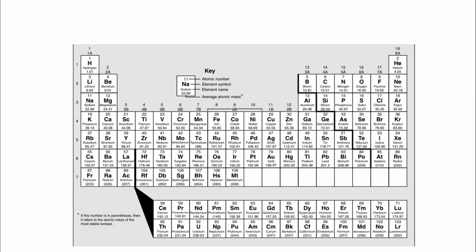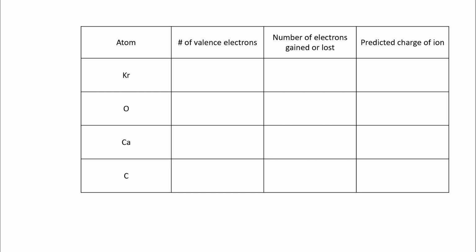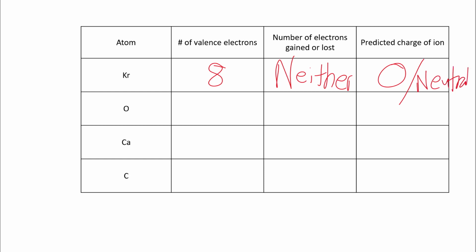Krypton, as you can see, is a noble gas. So it's already stable. It has 8 valence electrons. It doesn't gain or lose electrons. So what is its predicted charge? 0. Or you could write neutral. Or you could write no charge.